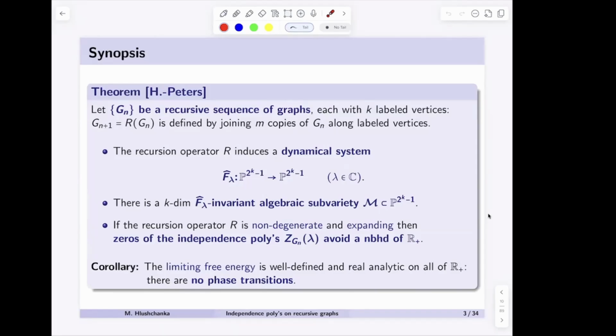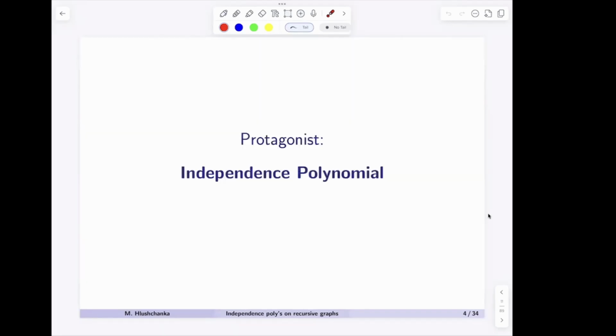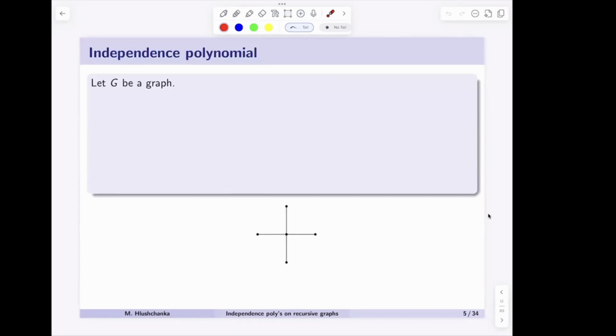I will, of course, define all the relevant notions throughout this talk. But for now, let me introduce the main protagonist of our discussion for today, which is the independence polynomial. Suppose that I have a graph. It could be finite, and it also could be an infinite graph. Let's look at this example. A subset of its vertices is called independent if I do not have any edges between the vertices of my chosen subset. In particular, these 2 red vertices do form an independent set, but if I pick these 2 vertices, they will not form an independent subset.